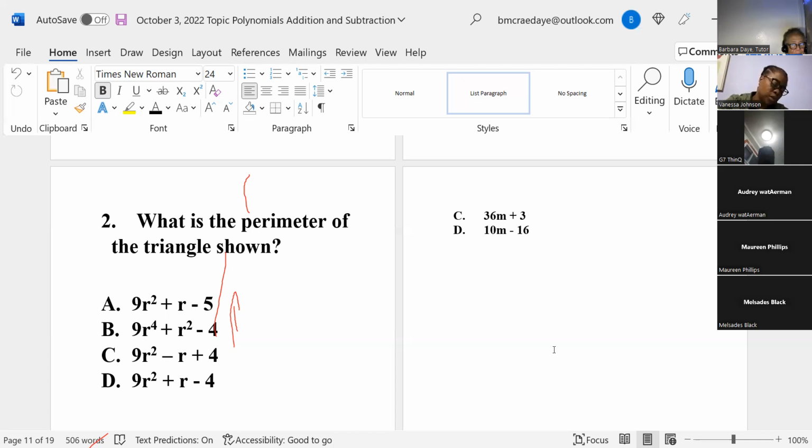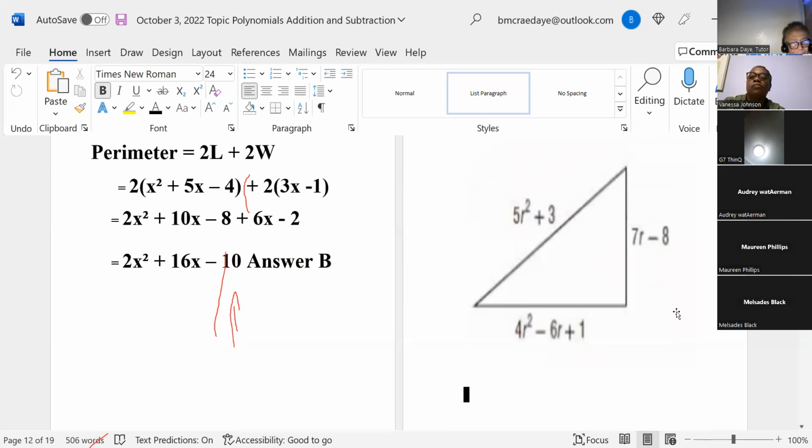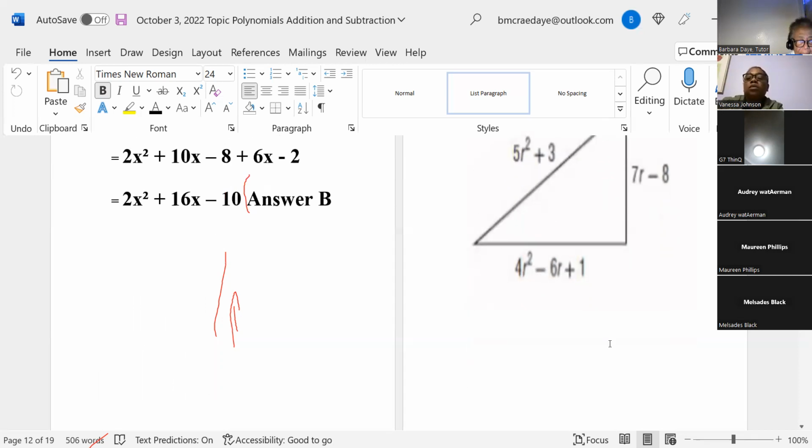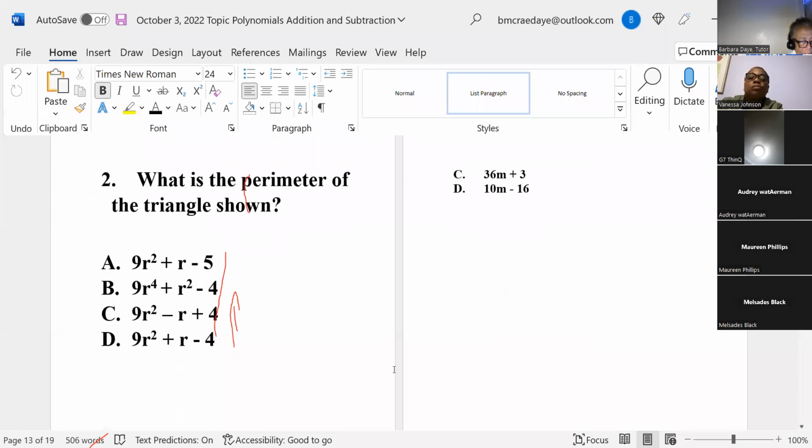Yeah, you need to see the triangle. Here's the triangle. Okay, I got it now. Add up the three sides: 5r squared plus 3, plus 7r minus 8, plus 4r squared minus 6r plus 1. Combine those and you get the perimeter. And it's one of these values: A, B, C, or D.